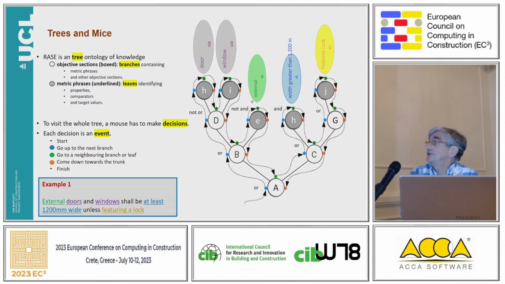The reason that we're interested in trees is that Rays creates or converts written text into being a tree ontology. There are lots of boxes which become objectives, which are effectively branches in the knowledge tree, and those branches can contain metrics, which are testable, leaves, and they can contain other branches. And that's a pretty good definition of a tree. So our mouse, in running around this tree, is making decisions. Each decision is a particular event, like I'm going to start, I'm going to go up to the next branch, I'm going to a neighbouring branch or leaf, I'm going to come down towards the trunk again, and then I'm going to finish. So that's how we make sure we check every piece of knowledge in a tree.